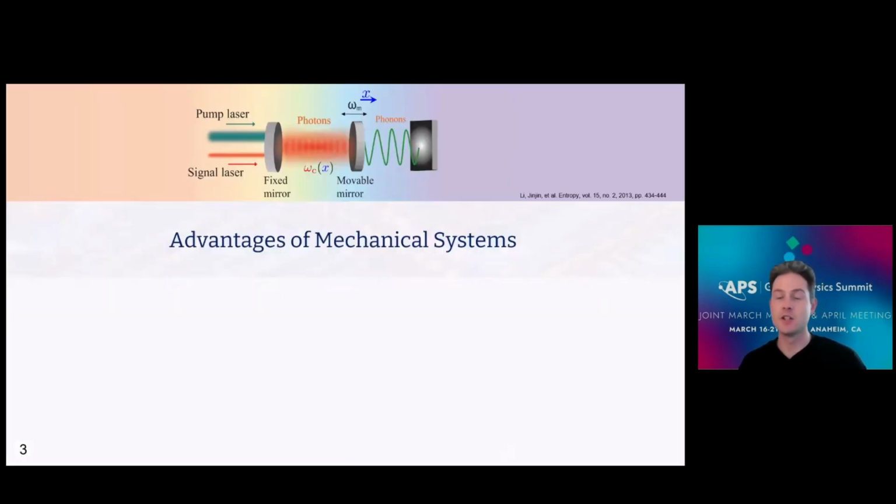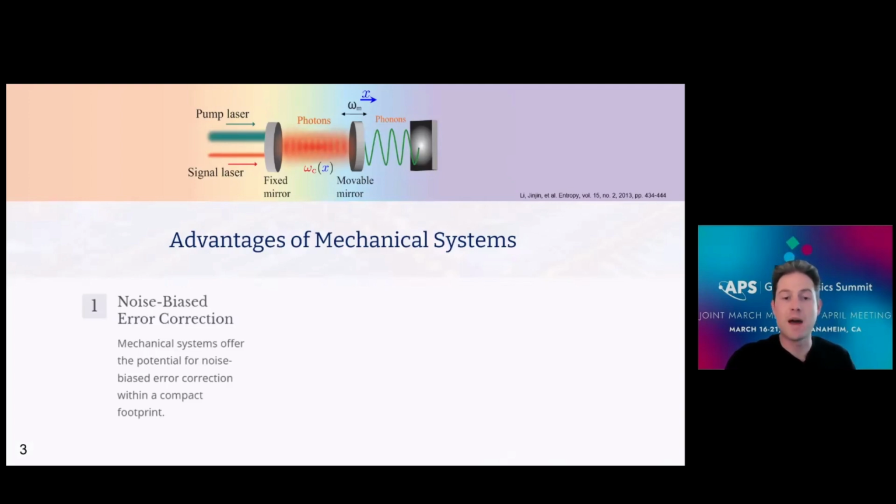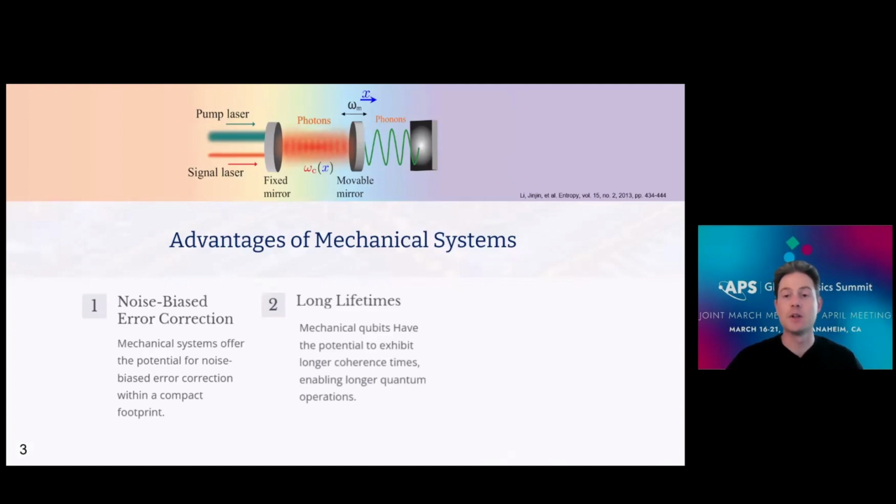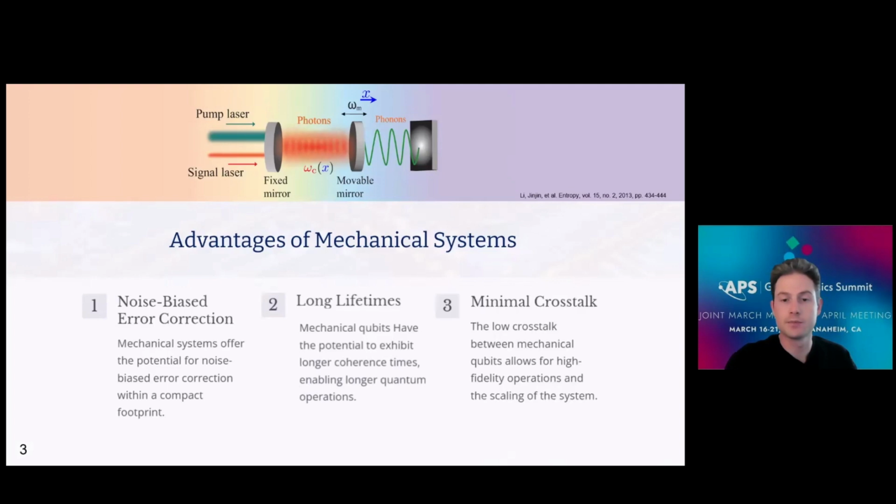So this sets the stage for our motivations behind the usage of mechanical systems, specifically our optomechanical systems. Some of the benefits include noise-biased error correction, the ability to exhibit longer lifetimes for different qubits, and because they're mechanical, they have minimal crosstalk between different qubits and modes.